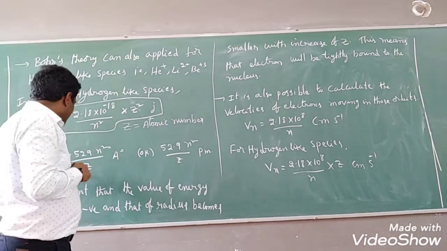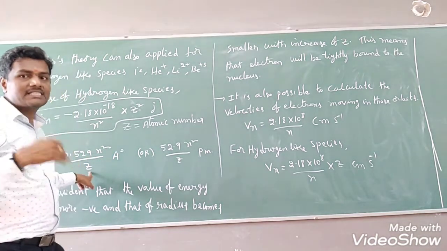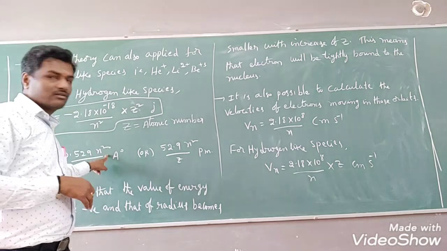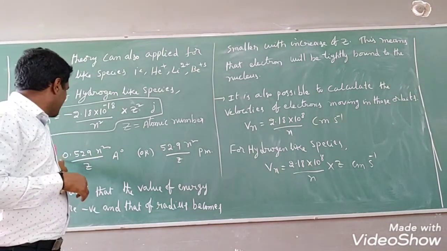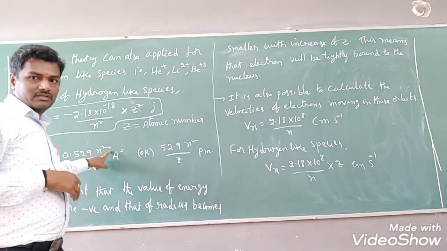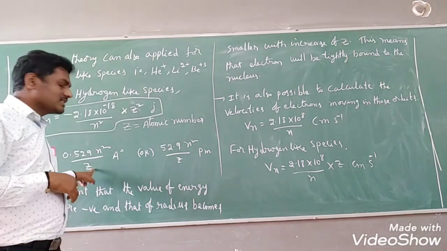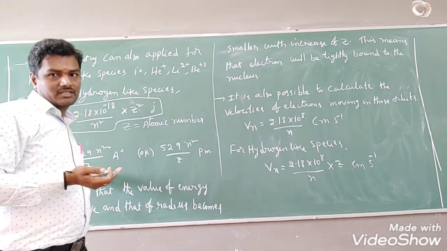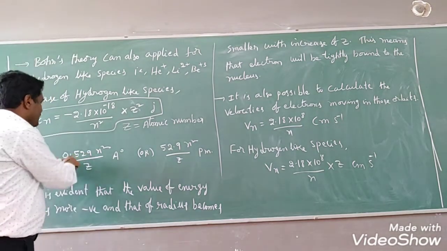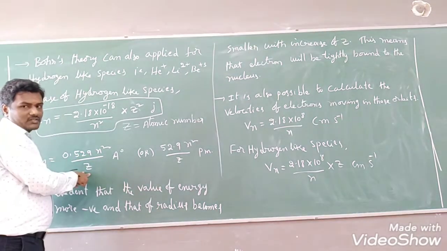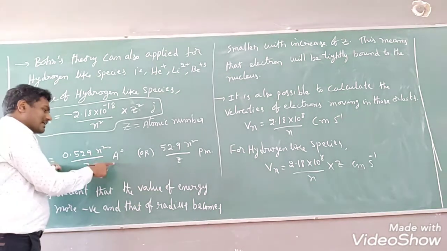But why has he taken this Z value on this side? You can also multiply here. He tried that also, but he did not succeed when multiplying the whole term with Z. Whenever he divided the whole term with Z, he succeeded in the calculation of radius. So that's why he has taken 0.529 n square by Z. This is in angstrom units.